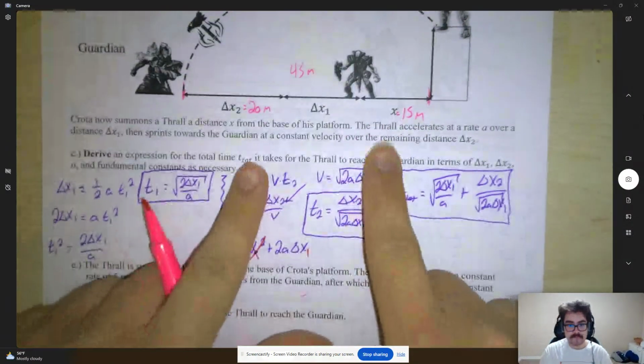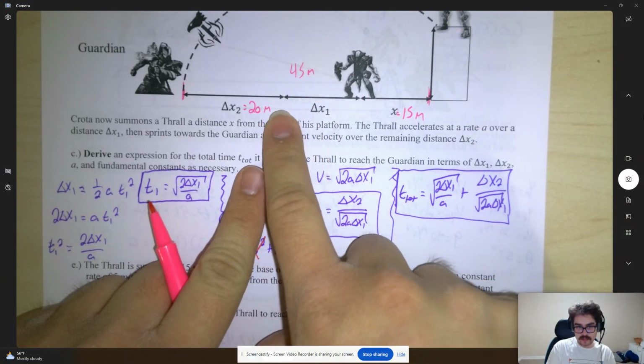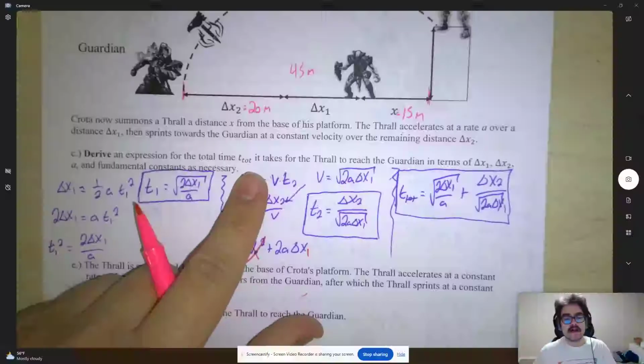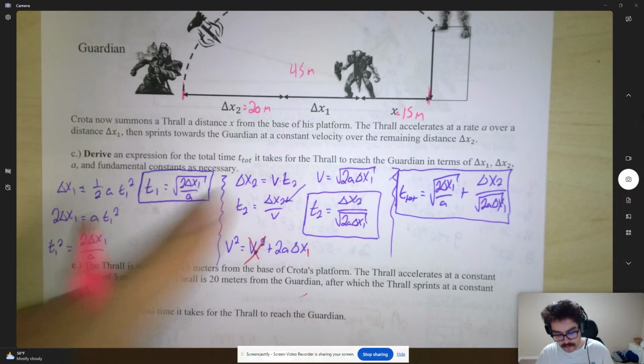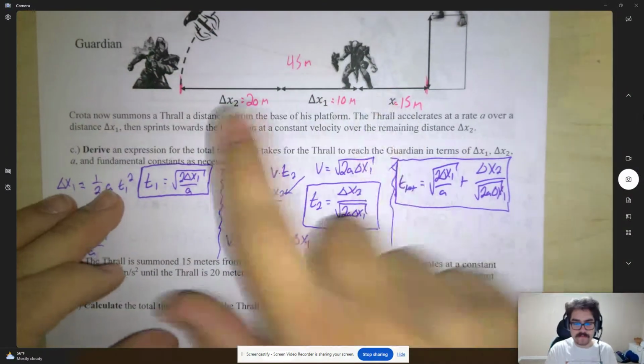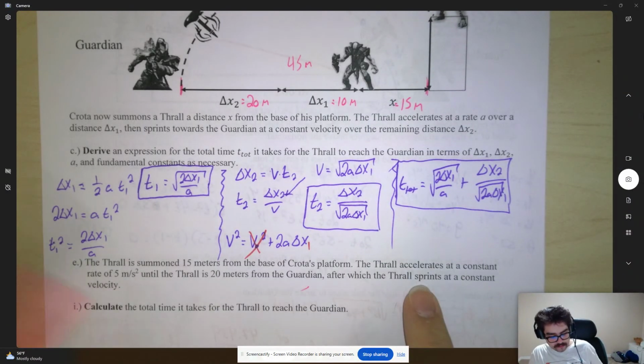So that means that this part right here is going to be 45 minus 20, which is 25, minus 15. And that is going to give me 10. So this should be 10 right here. 25 plus 20 gives me 45. Boom, I did that. It gives me the acceleration, which is 5 meters per second squared.